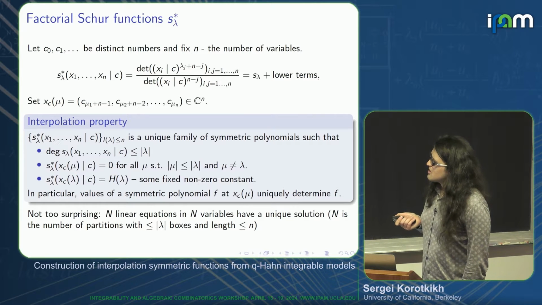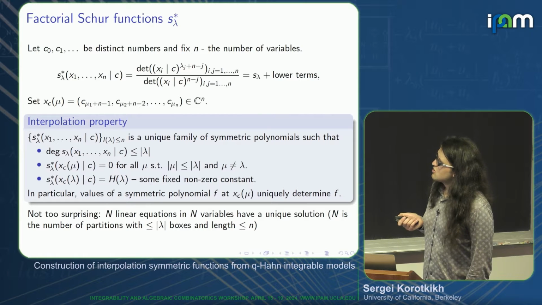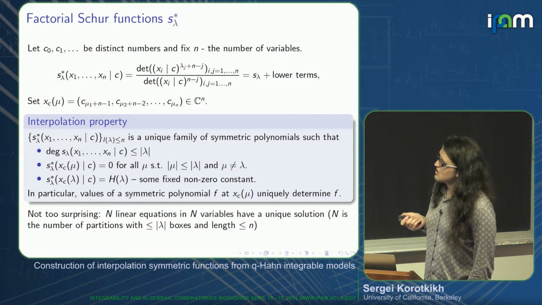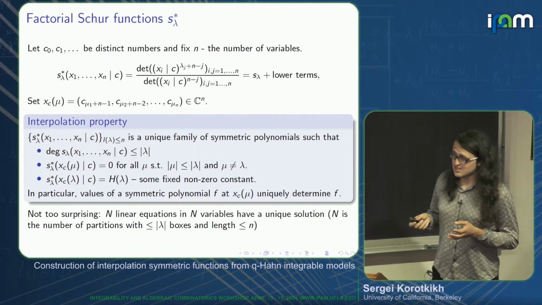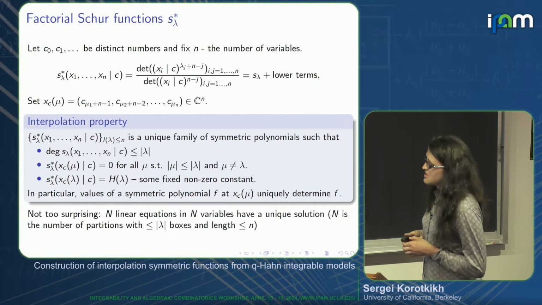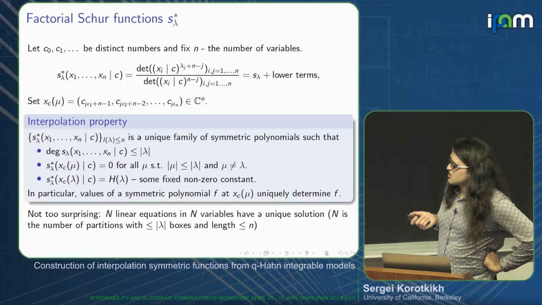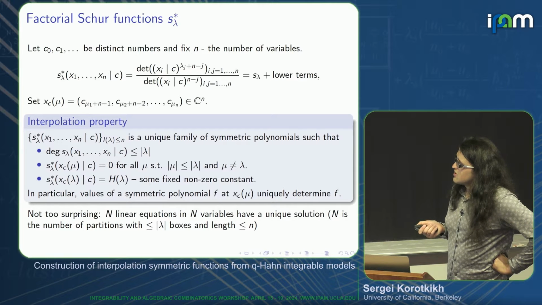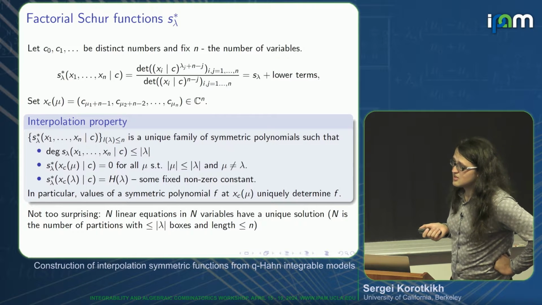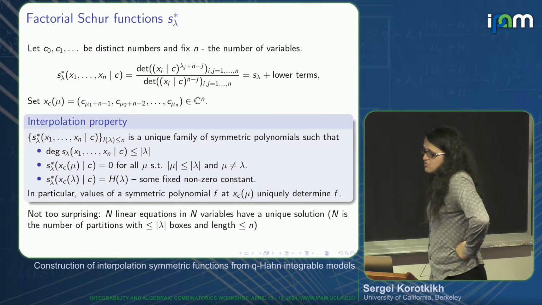Then it turns out that these factorial Schur functions vanish at all points x_mu, where x_mu is just determined by this expression. I'm taking my partition mu, making it into a strict partition by adding a staircase, and then I'm looking at the number c corresponding to the parts of the strict partition. If I evaluate my factorial Schur function at this point, it turns out that all these expressions vanish for partitions mu not greater than lambda and not equal to lambda. And again, it is normalized by some non-zero constant at the point corresponding to lambda.